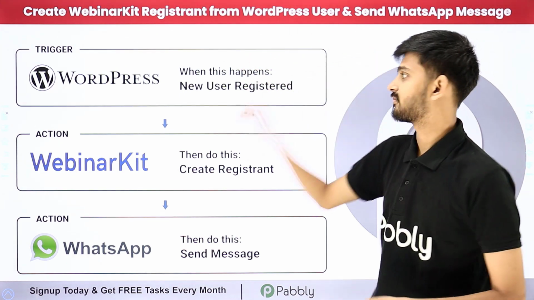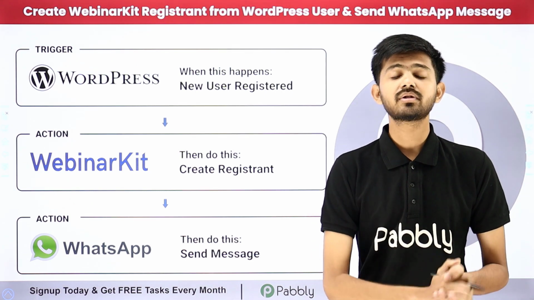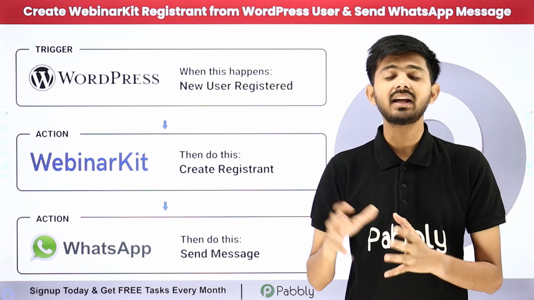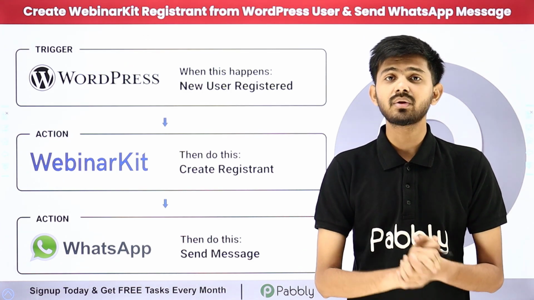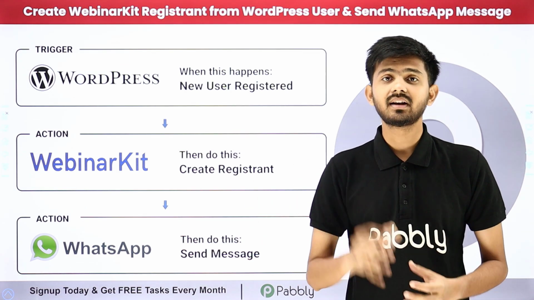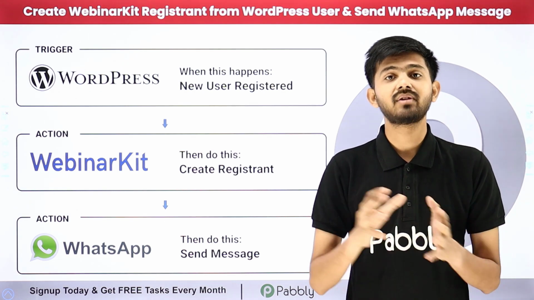Today our topic is how to create a WebinarKit registrant from a WordPress user and send a WhatsApp message. My objective is that whenever a new user registers in my WordPress account, I automatically use the details of that user to create a new registrant in my webinar in WebinarKit, and after creating that registrant, I send a message on WhatsApp to my registrant by using WhatsApp Cloud API.